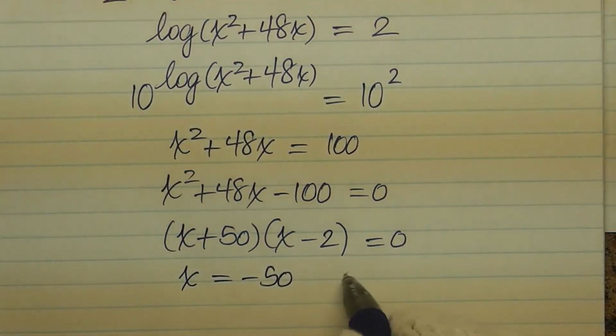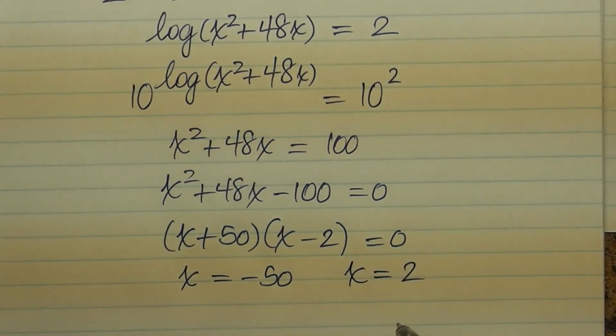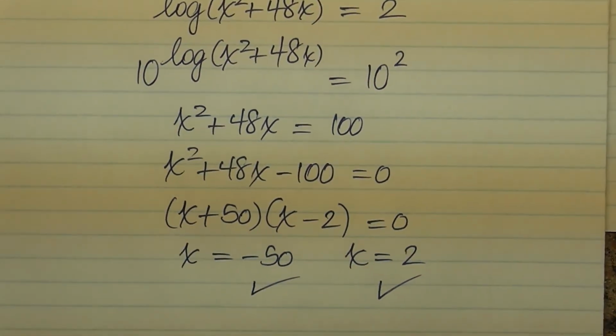Bring the 100 over. So x could be -50, x could be 2. 2 squared plus 48 times 2 is okay. -50 squared is 2500. And that should be good as well. Excellent. It's always a good idea to just check your answers.